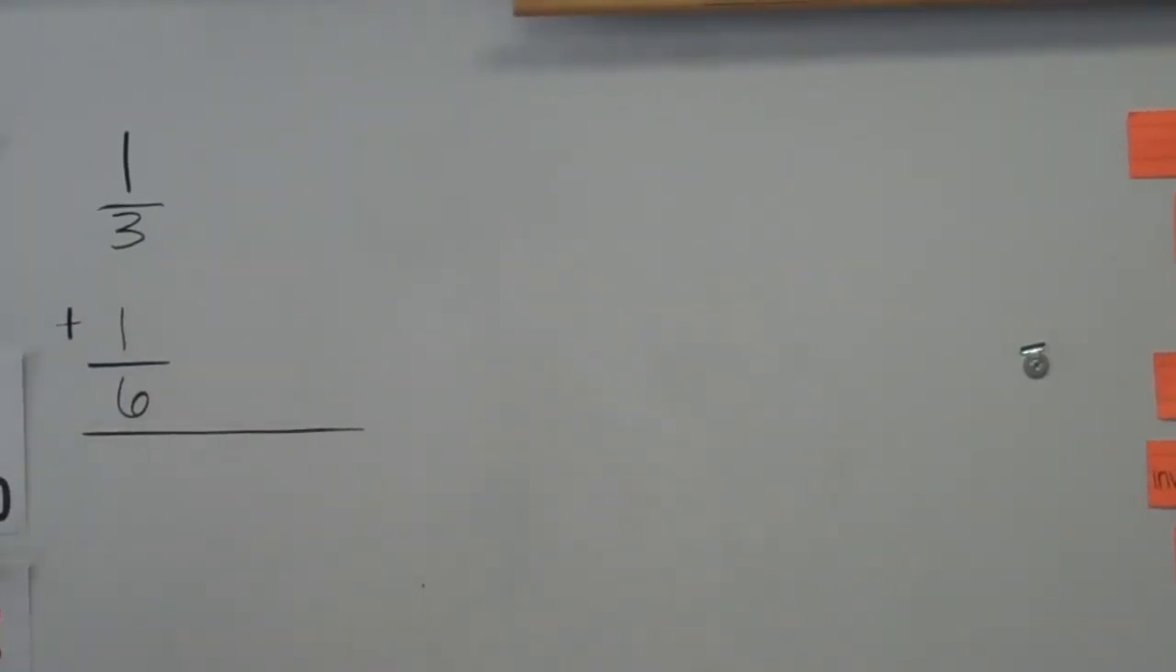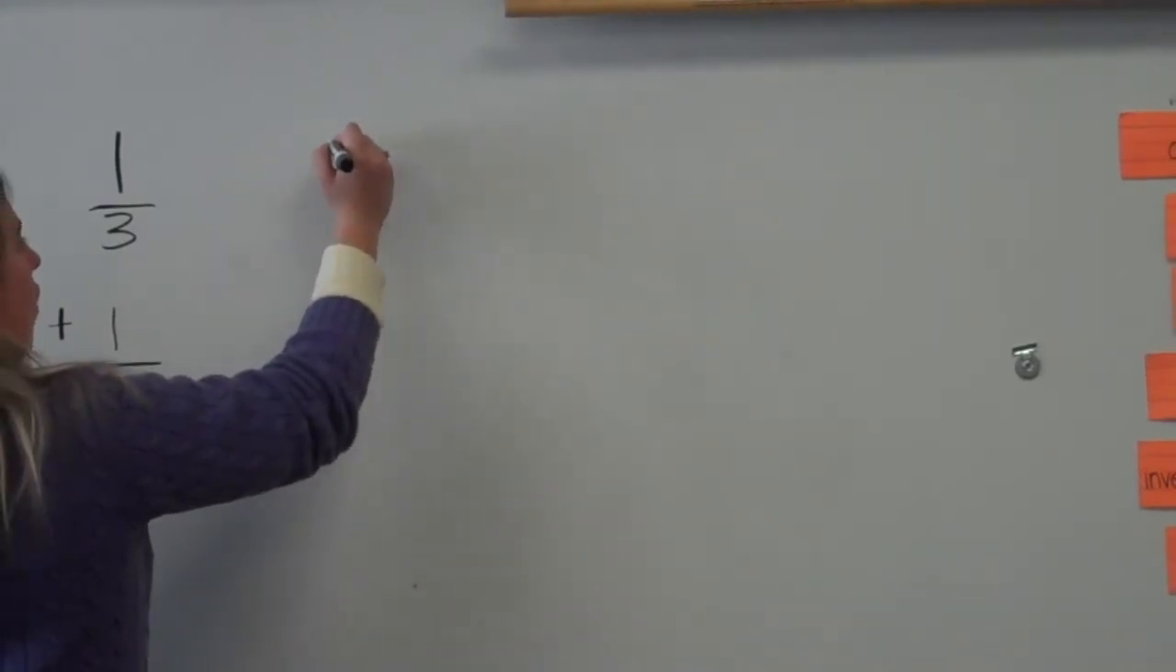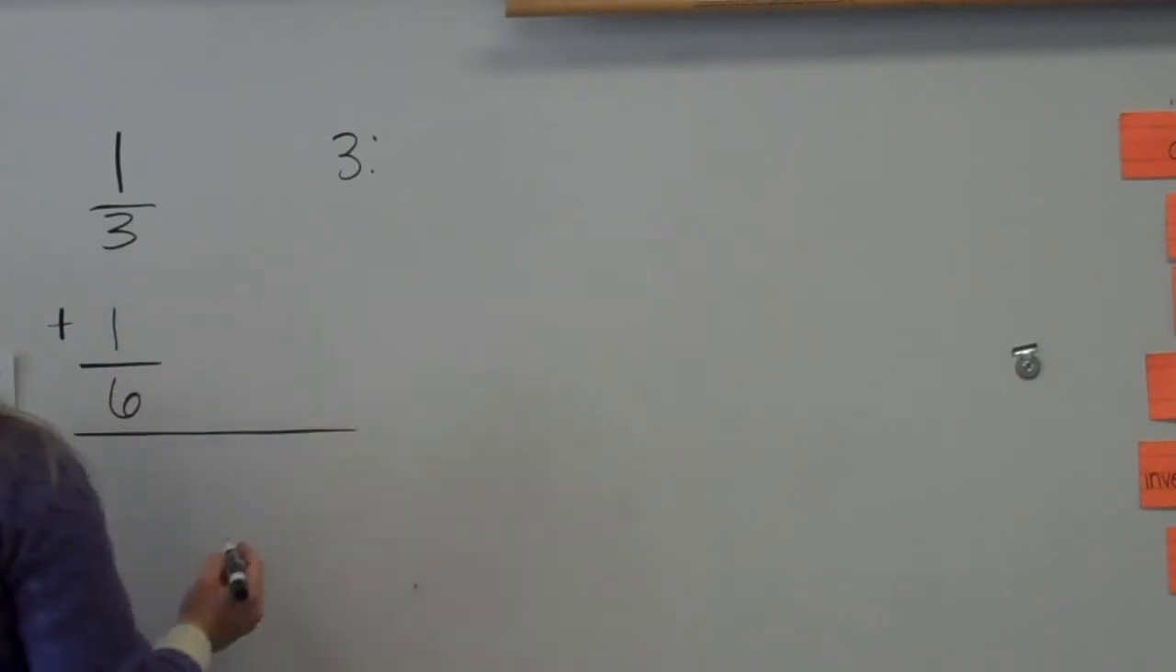Creating fractions with unlike denominators. And for the first one, I'm going to do it with pictures. First, I need to find the least common denominator of 3 and 6.